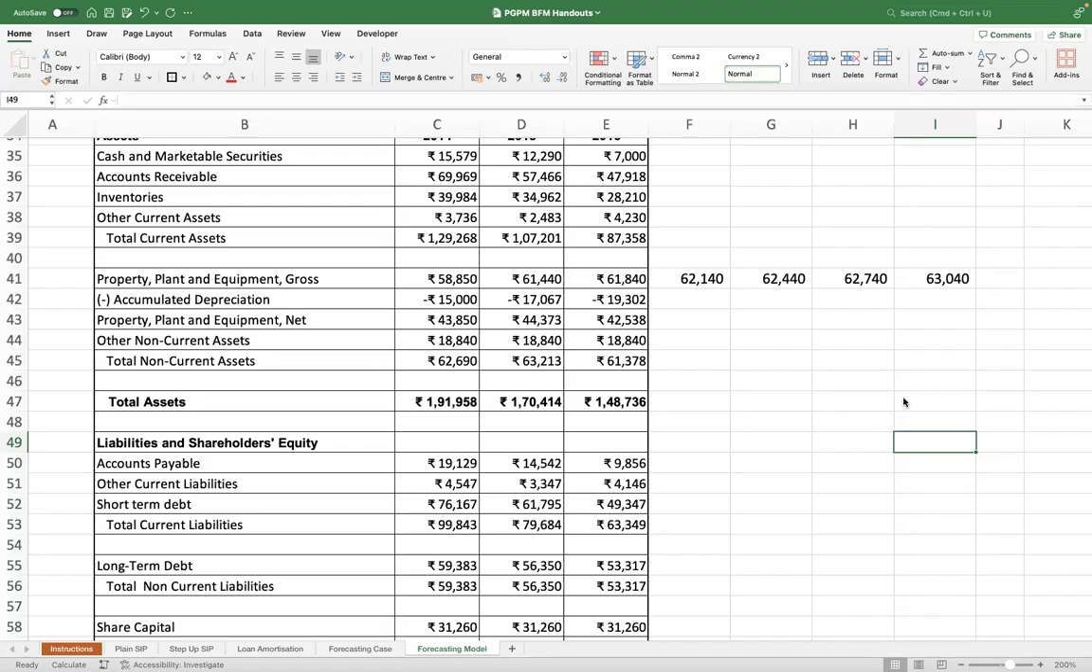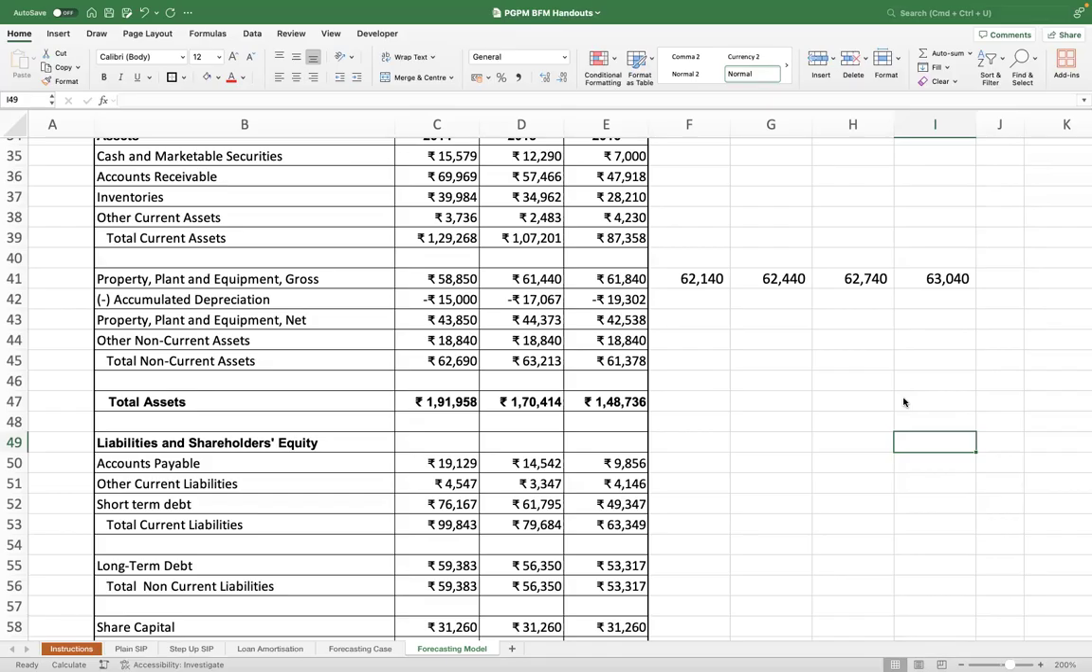But what is the implication of that? Your interest on debt will be dependent on short-term debt. Till you have the short-term debt, your interest will not come. Till you have your interest, your profit will not come. Till you have your profit, your retained earnings will not get populated. Till your retained earnings is populated, your balance sheet is not populated. So you enter into a loop. For solving that loop, Excel provides a fantastic solution which is called iterative functionality.